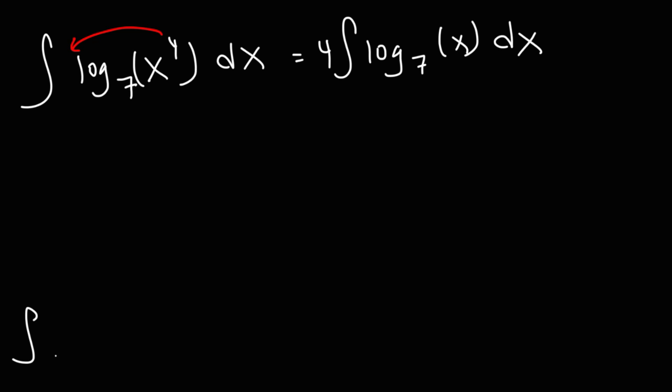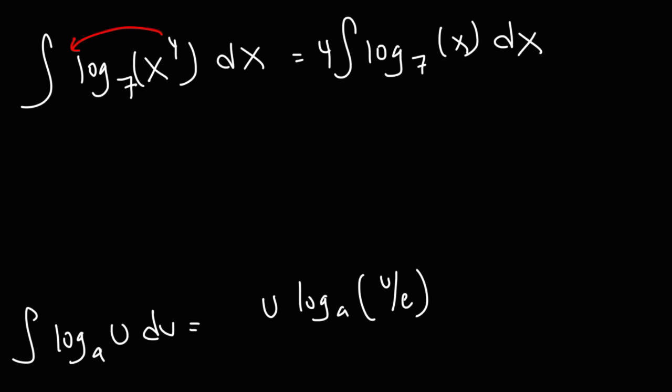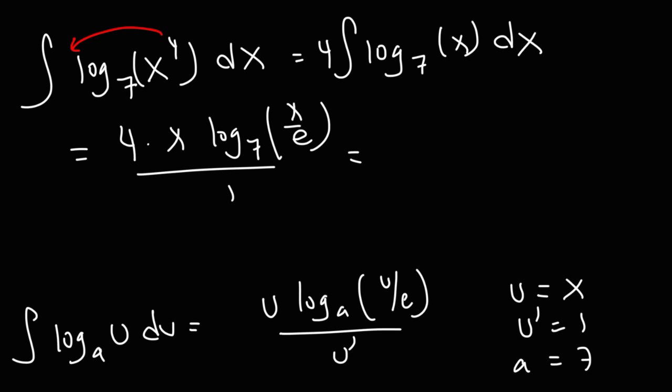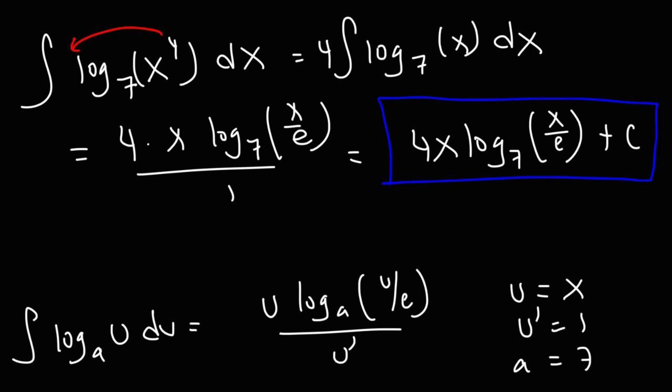So now we can use this formula. The integral of log base a of u du is going to be u log base a of u over e, divided by u prime. So in this example, u is x, u prime is 1, a is 7. So this is just going to be 4 times u, which is x, log base 7 of x over e, divided by 1, which we can just write as 4x log base 7 of (x over e), and then plus our constant of integration. So that is the answer for that problem.